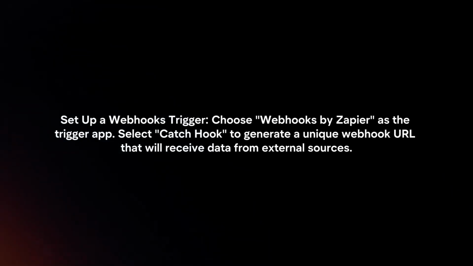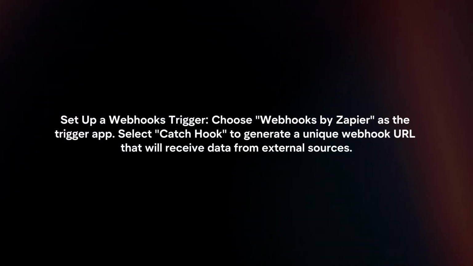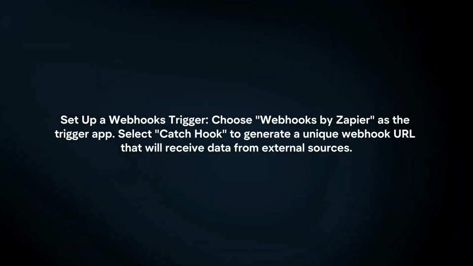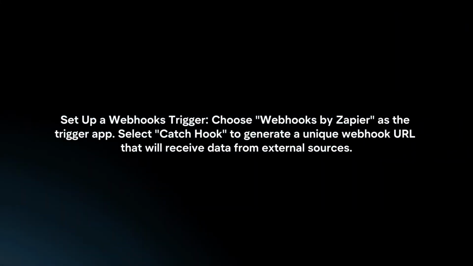Set up a webhooks trigger. Choose Webhooks by Zapier as the trigger app. Select Catch Hook to generate a unique webhook URL that will receive data from external sources.